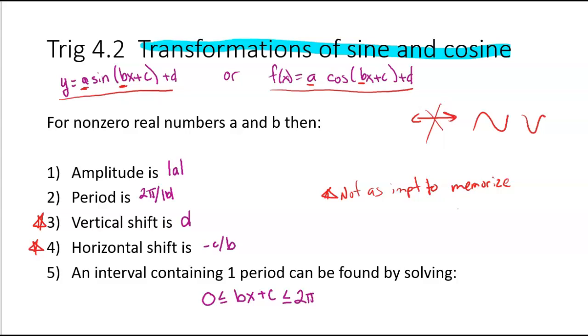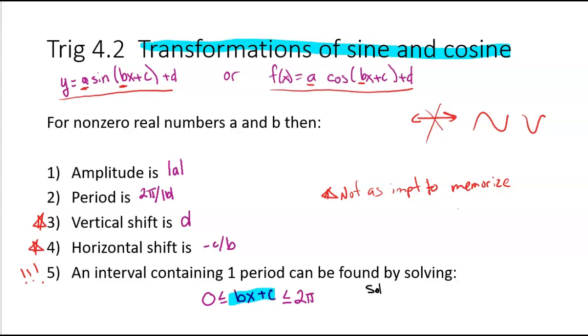Now, the very last thing on our table is number 5. It says an interval containing one period can be found by solving this inequality. So this one is important, so I am going to put exclamation marks. Now, in this inequality, the only thing that we're actually going to change is the bx plus c. The 0 and the 2 pi do not change, okay?